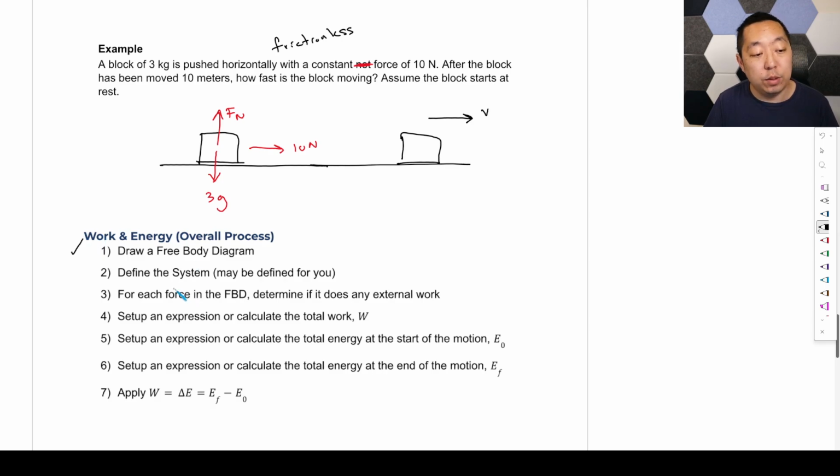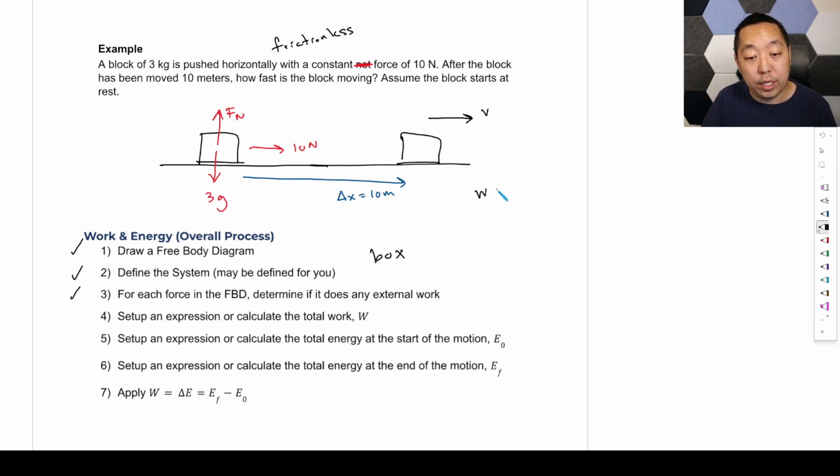We've done that. Now we define the system. In this case it's just the box. Later on, we'll talk about if we include more objects, more complicated scenarios. For each force, determine if it does any work. Well, the displacement is to the right here, and that's 10 meters. So the normal force doesn't do any work because it's perpendicular. Same with gravity, because the displacement vector is only pointing to the right. Only the 10 newton force is going to do work.